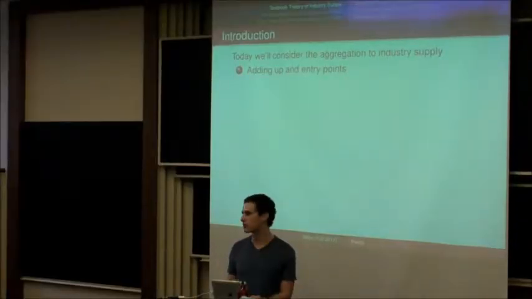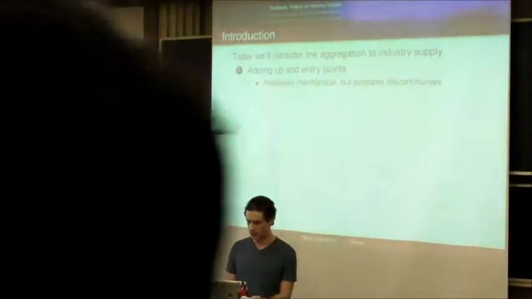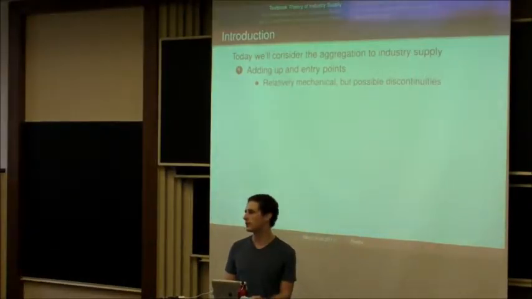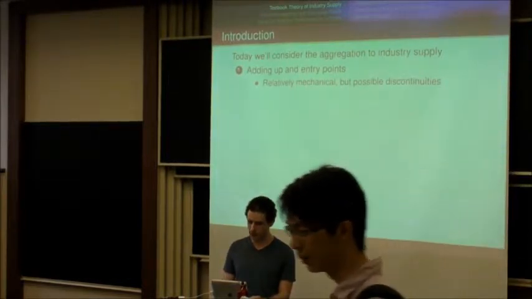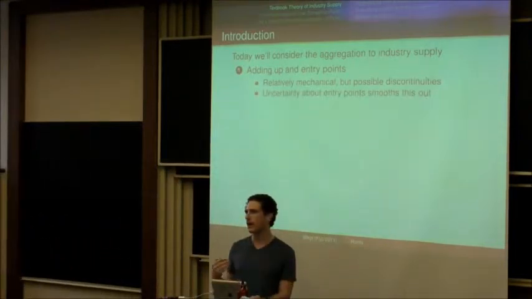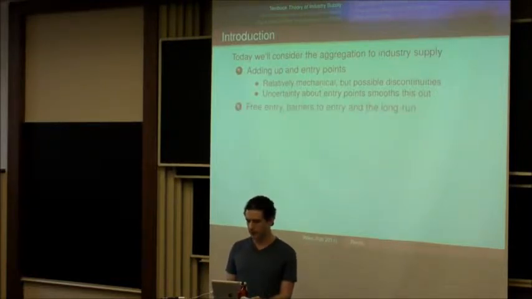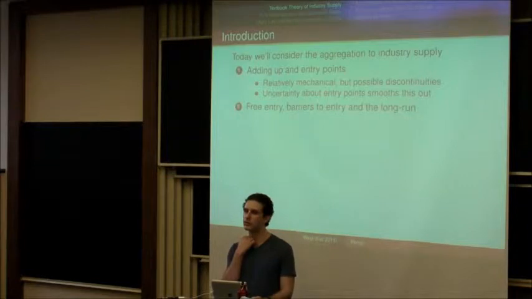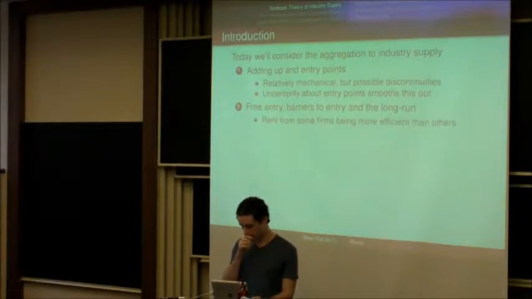by discussing just how you do the adding up of individual supply into an industry supply, which is going to be quite mechanical, except for the fact that entry of new firms can create kinks and discontinuities in the aggregate supply, and we'll talk about how that can be smoothed out by the introduction of uncertainty. We'll then talk about the long run and free entry as well as barriers to entry.